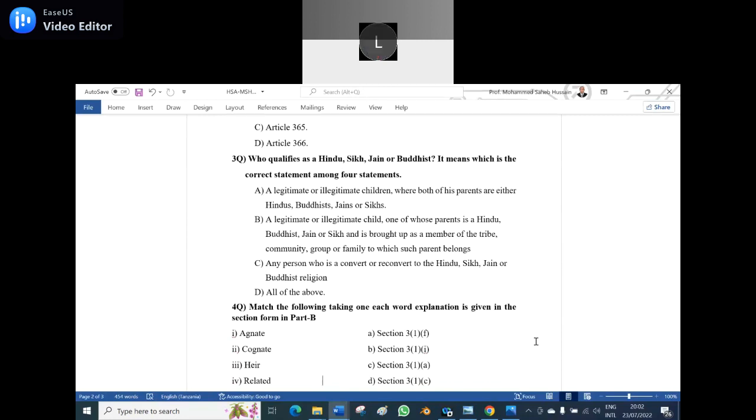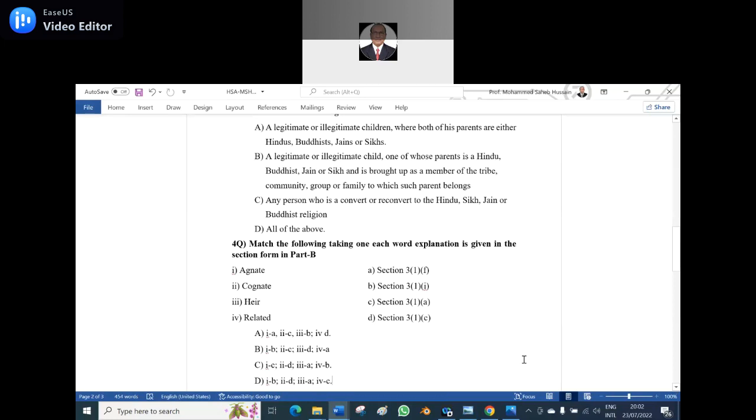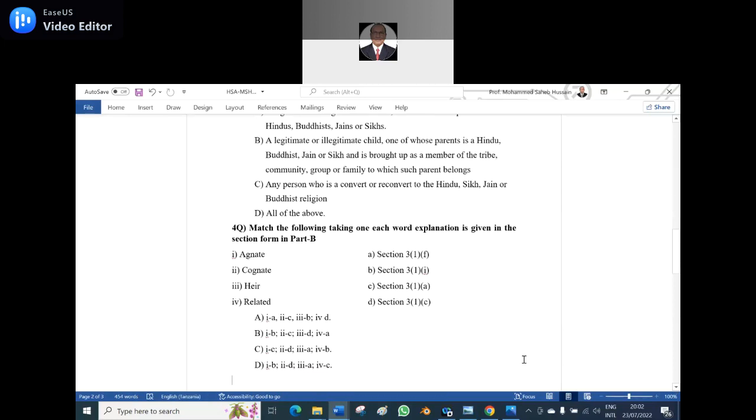Fourth question. Match the following: one word each from part A with its explanation given in the section in part B. Part A: agnate, cognate, heirs, related. Part B: Section 31F, Section 31I, Section 31A, Section 31C. Option A: 1A, 2C, 3B, 4D. B: 1B, 2C, 3D, 4A. C: 1C, 2D, 3A, 4B. D: 1B, 2D, 3A, 4C. Option C is the right answer.